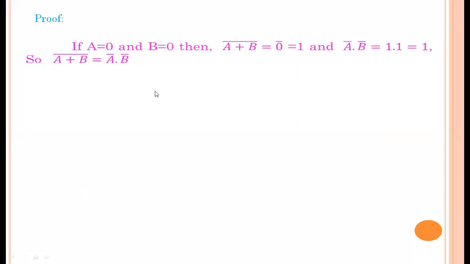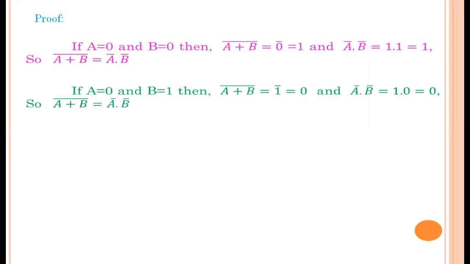For example, if A is equal to 0 and B is equal to 0, A plus B bar is 0 plus 0 is 0, 0 inverter is 1. And A bar into B bar: 0 inverter is 1 and 0 inverter is 1, 1 into 1 is 1. So both outputs are 1 and 1, equal, so A plus B bar is equal to A bar into B bar. And the second combination, if A is equal to 0 and B is equal to 1, then A plus B is 0 plus 1 is 1, 1 inverter is 0.